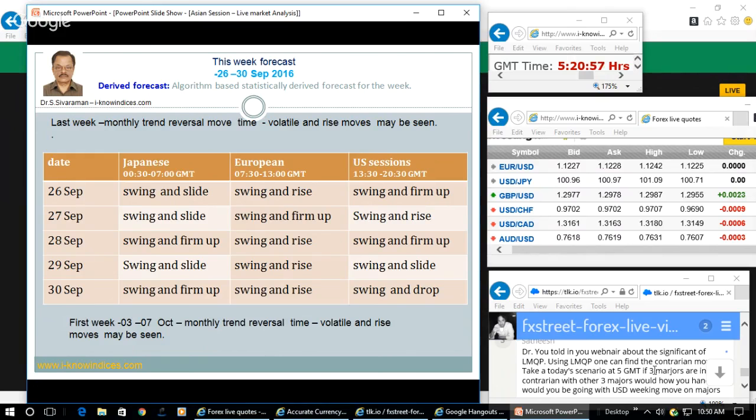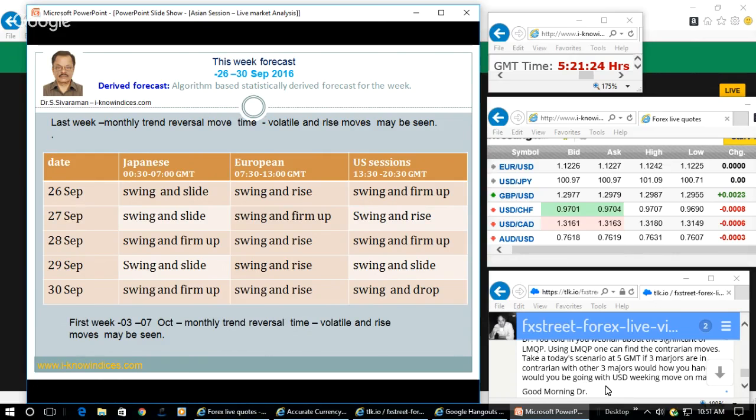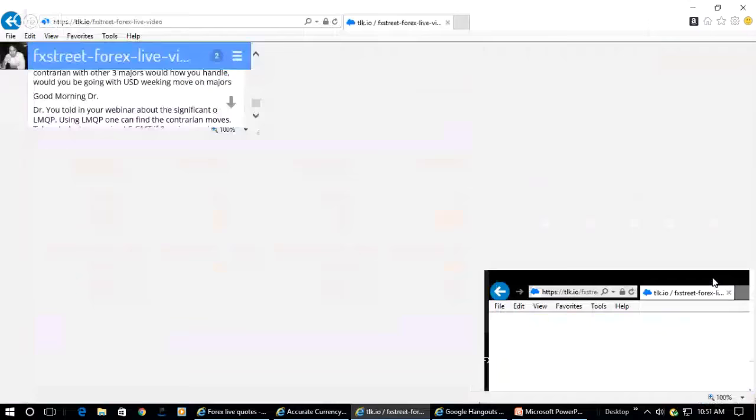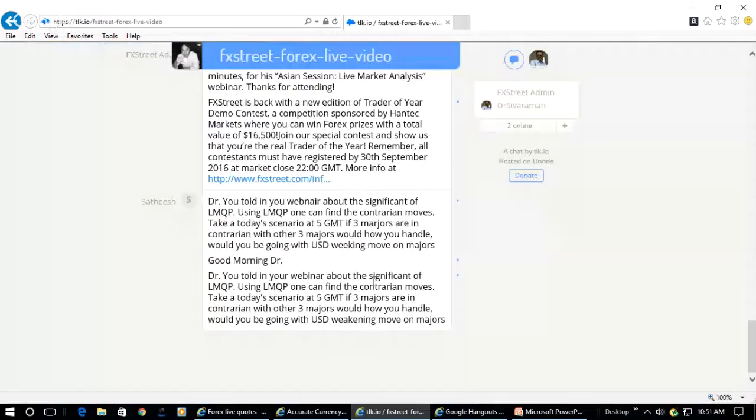There is a question. You told in your webinar about the significance of the live market quote page. Using the live market quote page, one can find the contrarian moves. Take today's scenario at 5 GMT. If three pair majors are in contrarian with the other three, would be going with a USD weakening move of the majors.